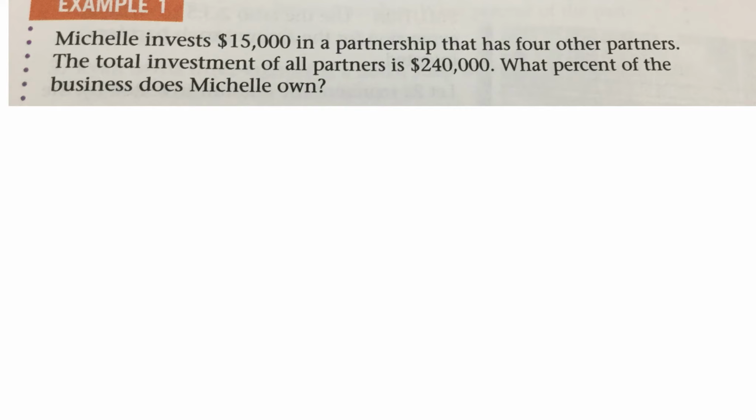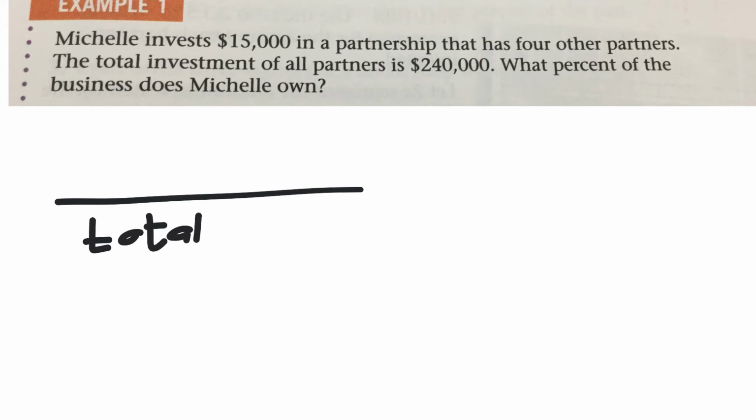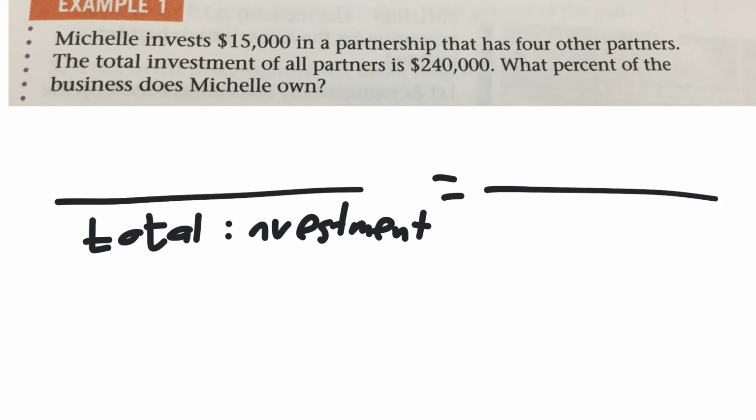Okay, so we want to set up a rate or a fraction here for this problem. So our number in the denominator is always the larger number. So in this case, that would be the total money that's been invested. So the total investment goes in the denominator. So in this problem, the total money invested is $240,000.